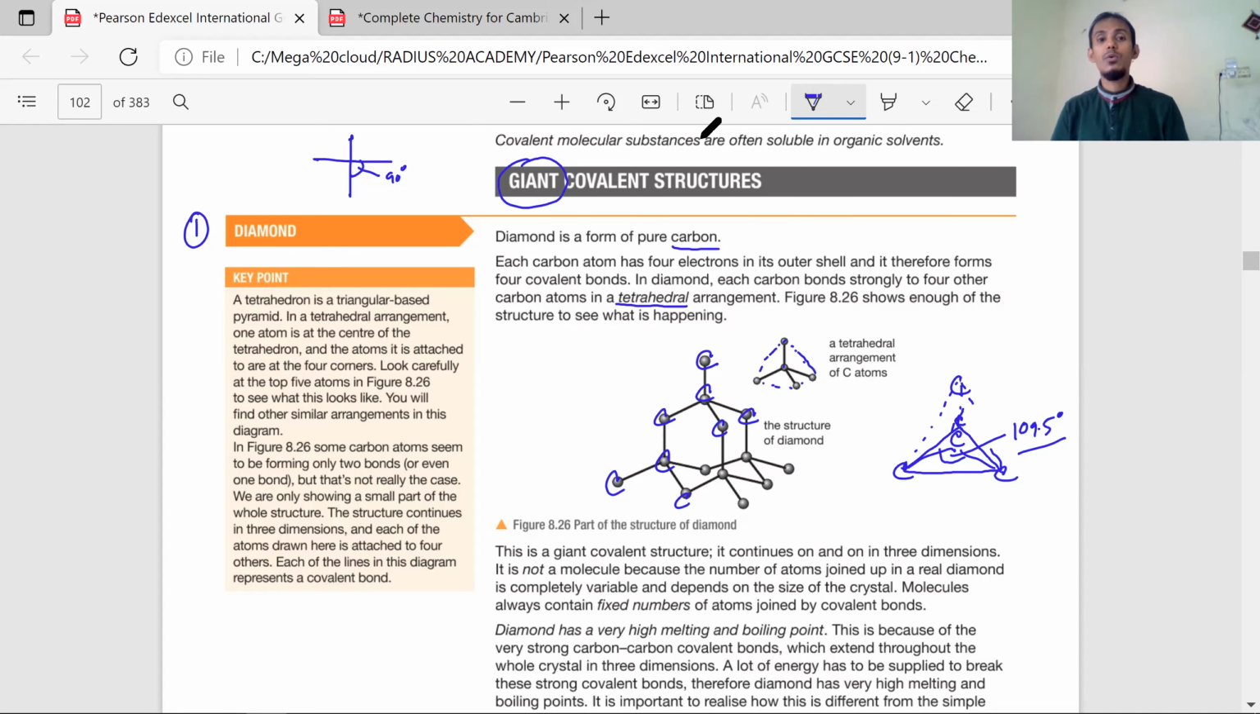Always for any tetrahedral shape with the central atom, their angle is always 109.5 degree. এটা মেবি তোমাদের খেয়াল রাখা দরকার নাই, 109.5 degree is not required, but they have tetrahedral arrangement that you need to understand.